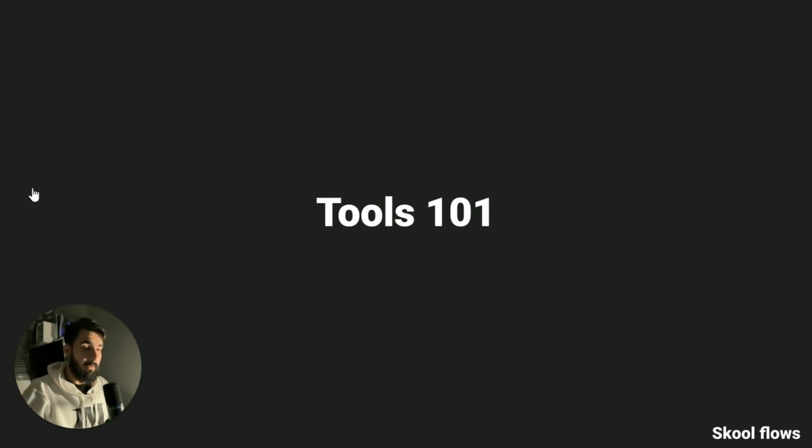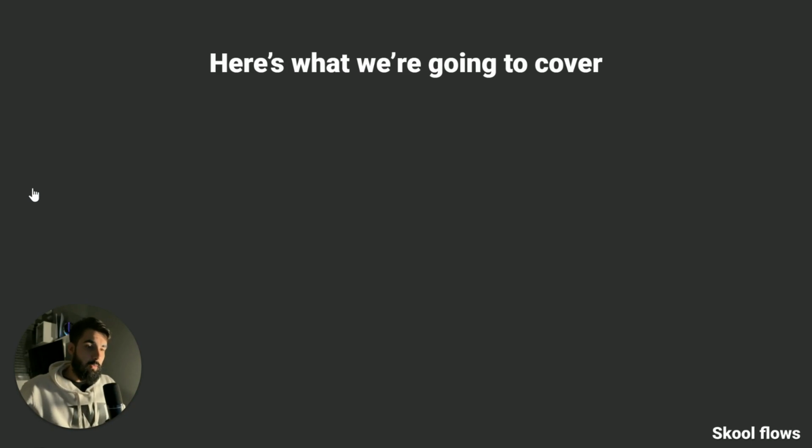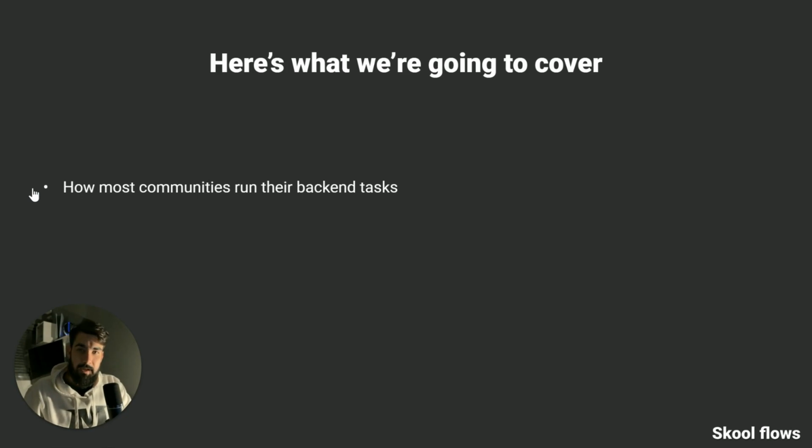So in this video, we'll talk about the tools, about what you need in order to automate your Skool community. So let's start. We're going to cover today how most communities run their backend tasks, which actions they do and why they're not able to move faster, why not automating the Skool community stops them, and why it's hard to get more traffic and get more sales. So that's topic number one. Then we'll talk about how your community will run backend tasks.